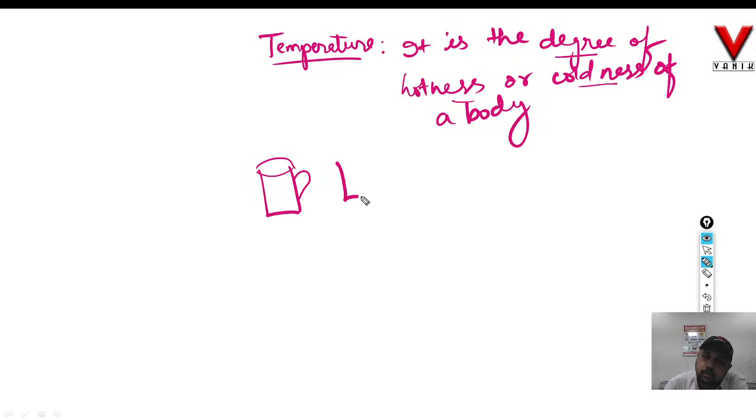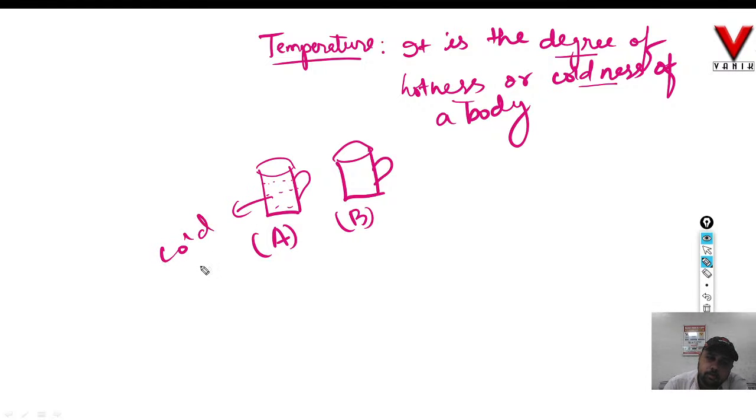One is cup A, the other is cup B. This one has cold water, and this one has hot water. Now hot and cold are actually two relative terms. There is nothing which is absolutely cold or absolutely hot. Now how do I say that this is a cold water cup and this is a hot water cup? How will I be able to judge?